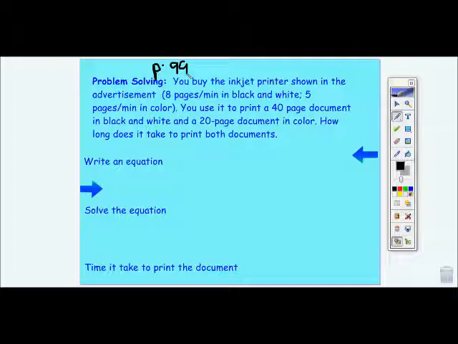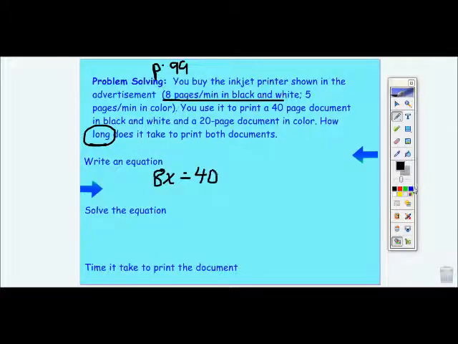So the first thing we want to do is write an equation. We know that we have 8 pages in black and white, and they do it per minute. We don't know how long it takes. We don't know the minutes. So I'm going to say 8 times, because per means each, x. I don't know the x. So 8 pages times how much time gave me 40 pages.